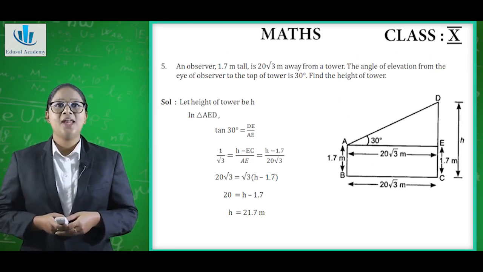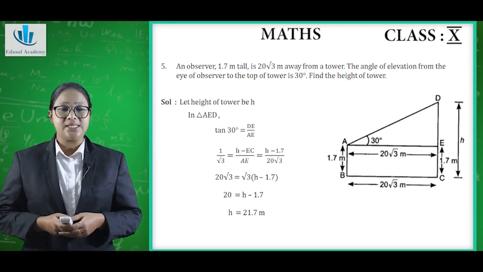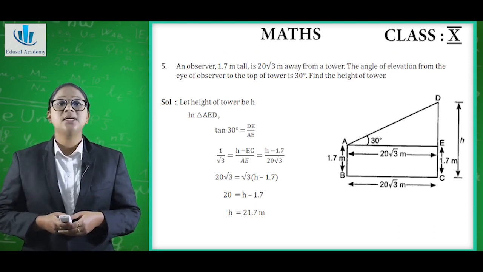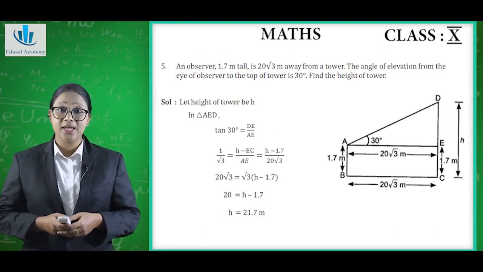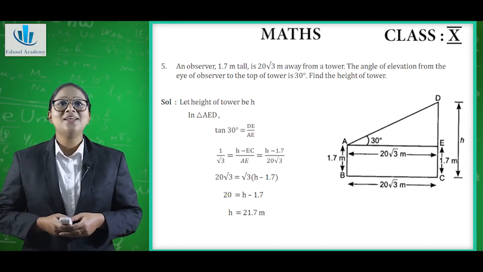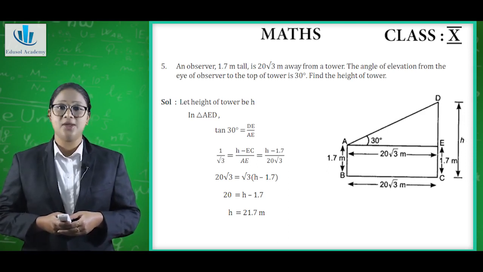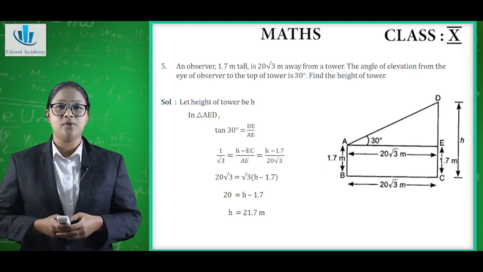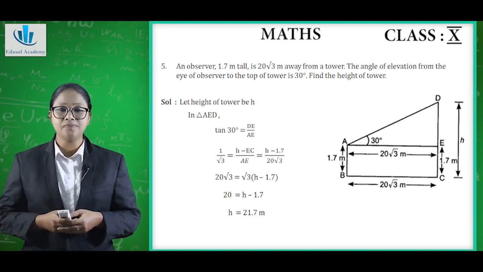Next question. An observer 1.7 meter tall is 20 root 3 meter away from a tower. The angle of elevation from the eye of the observer to the top of the tower is 30 degrees. Find the height of the tower. Again, the figure is not given.